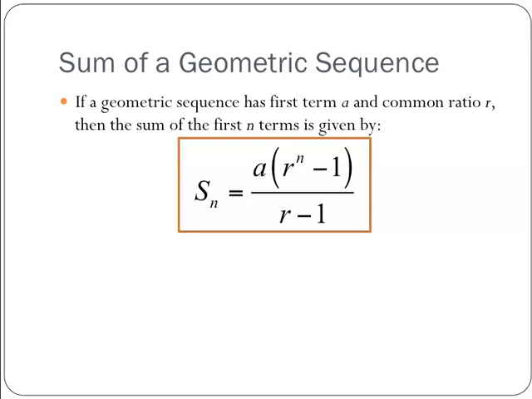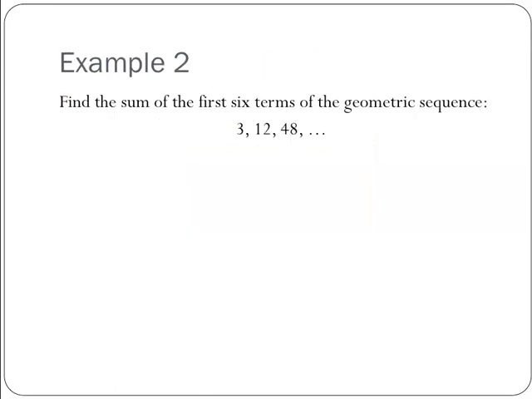So take a look at example 2. Find the sum of the first 6 terms of the geometric sequence. Now obviously, you can absolutely determine what's the common ratio, and then find all 6 terms, and then add them all up. That's probably not too bad in this case, because you only have 6 terms.